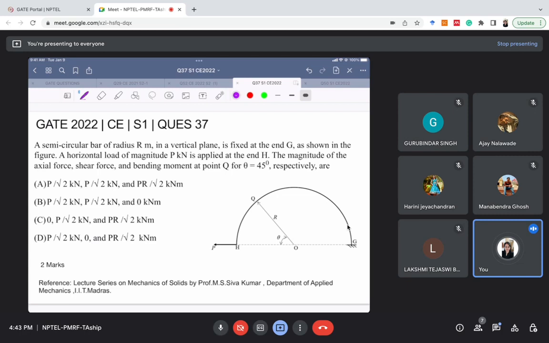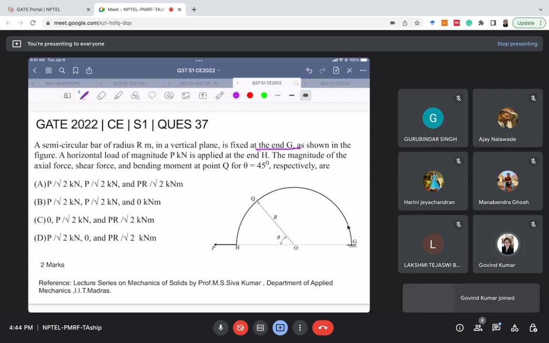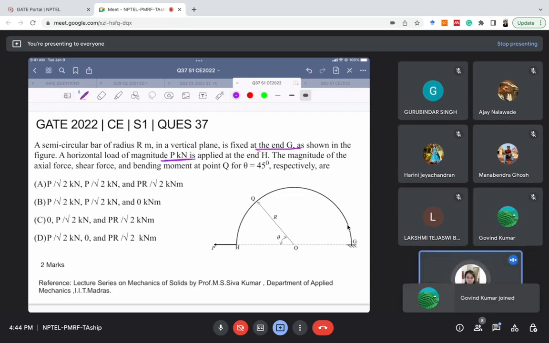In this question, there is a semicircular bar of radius r in a vertical plane. It is fixed at the end G. As shown in the figure, a horizontal load of magnitude P kilonewton is applied at the end H. The magnitude of axial force, shear force, and bending moment is asked at point Q, which has a theta of 45 degrees. So they asked us the value of axial force, shear force, and bending moment at point Q.